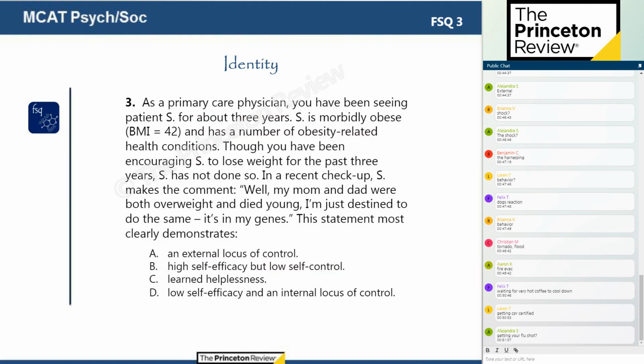All of those. All right. So we've got another freestanding question to help us parse out the difference between external locus of control, high self-efficacy, low control, learned helplessness, and low self-efficacy with an internal locus of control. What's going on in this scenario?